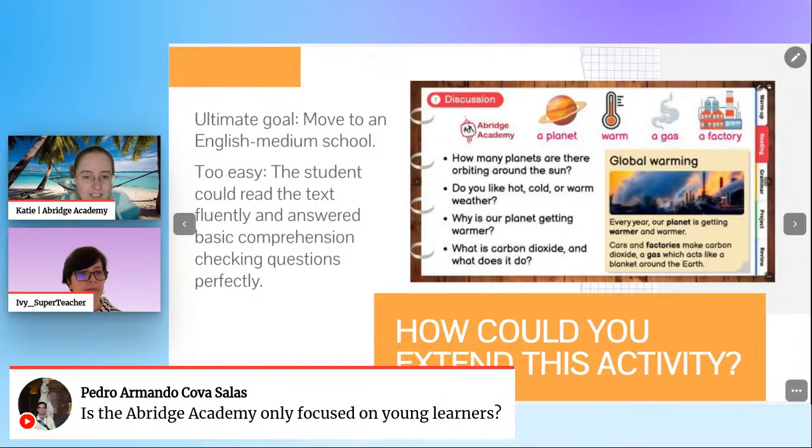What a quick question that's been asked here. Let us know in the chat, by the way, what you think. What could you do to extend on these activities?